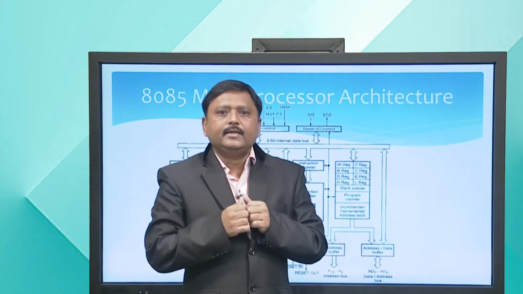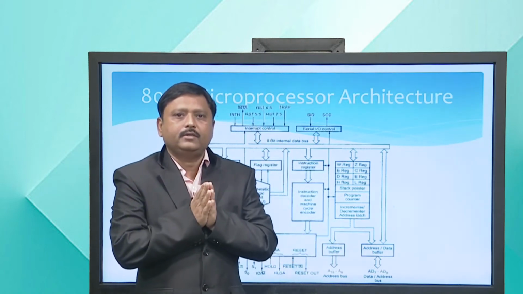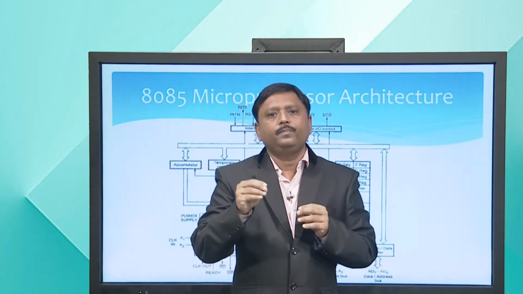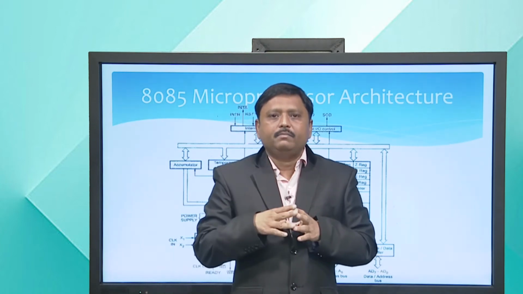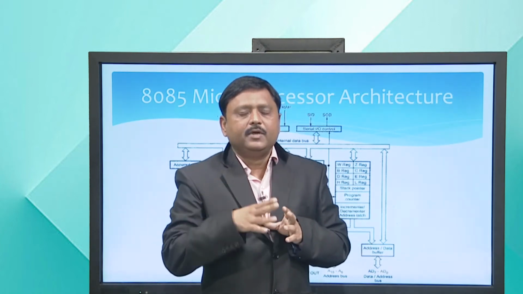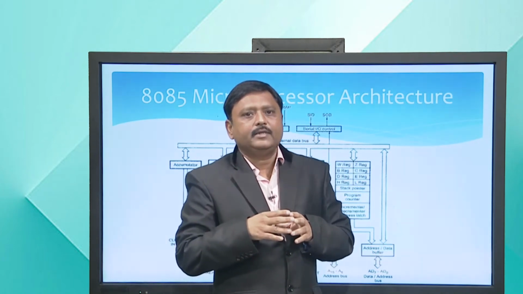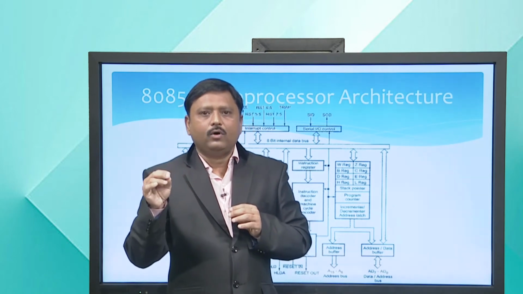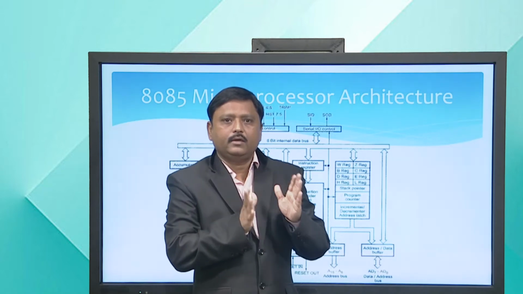The second is the data bus. It is an 8-bit bidirectional bus and it is identified by D0 to D7. Now, remember, the data bus is bidirectional, the address bus is unidirectional. The 8-bit data can be represented from 00 to FF, or we can say 256 numbers.